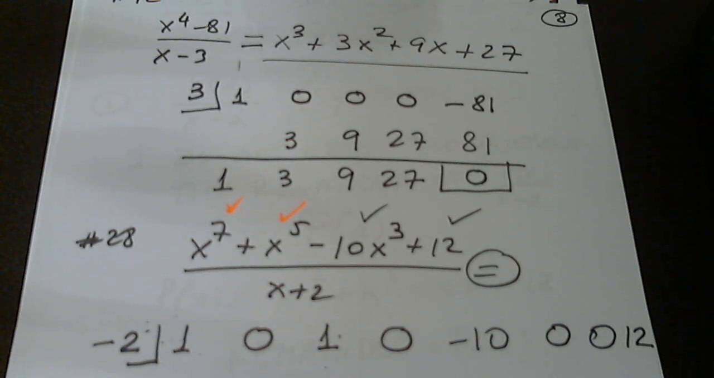Okay. Plus x to the 5th, minus 10x cubed, and then plus 12. When I punch in -2 in this polynomial, I must get -68. That was the remainder that we just determined. We knew the answer.